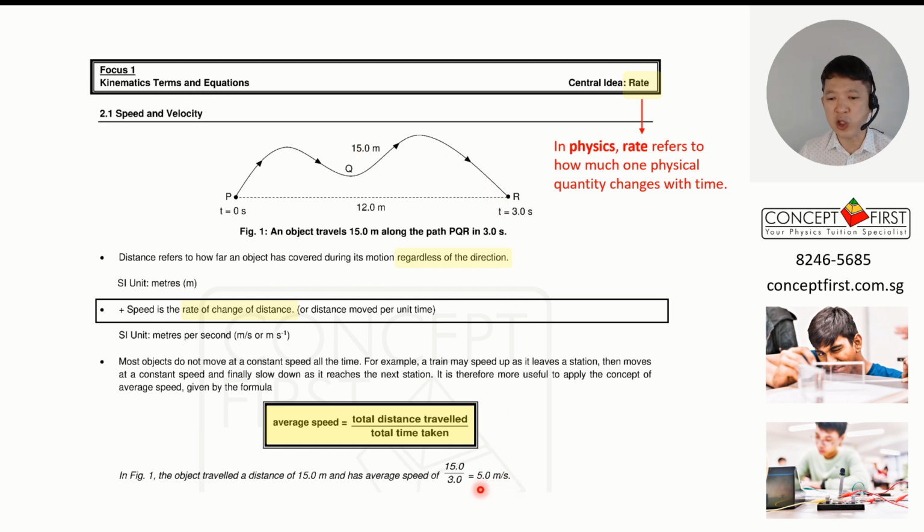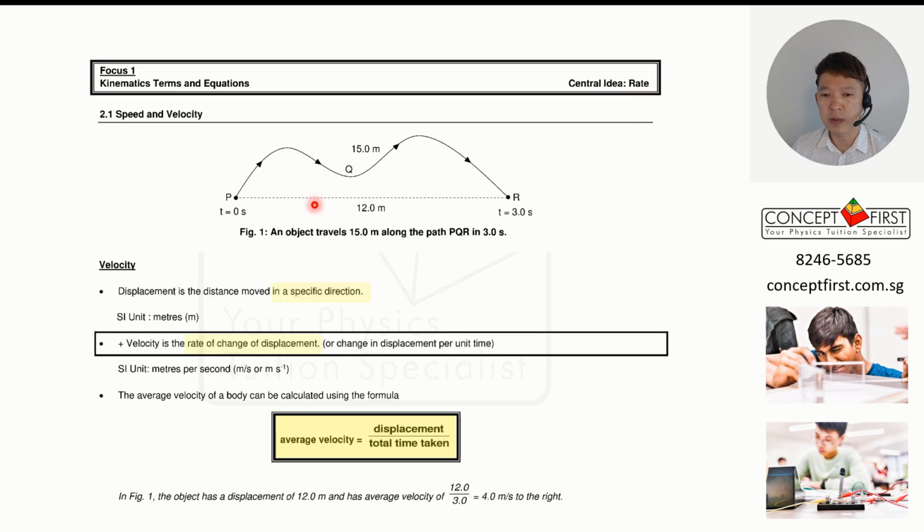How you can try to visualize or understand this idea of average speed is, you imagine if this object really moves at a constant speed throughout, then it will be 5.0 meters per second. Now I'm going to move on to the next rate, which is velocity. So before that, we have to learn this new physical quantity called displacement. Displacement is the distance moved in a specific direction.